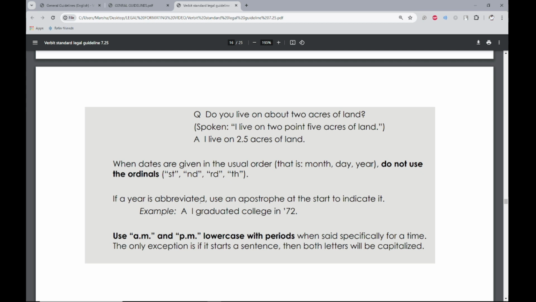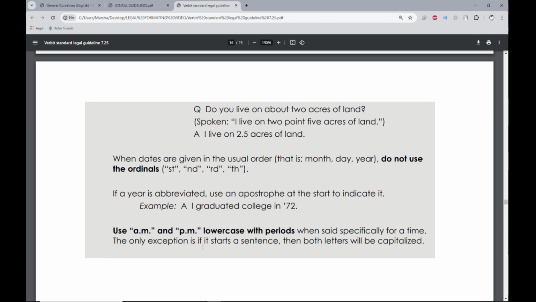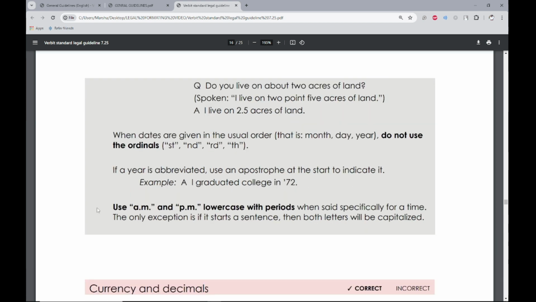Okay, another thing which is very, very important: you are supposed to write the AM and the PM in small letters with the periods. That's for the legal work. And of course, for the time, if it's 2 p.m., you are supposed to write 2, then colon, then 00, then AM or PM, according to the way you can see them here.